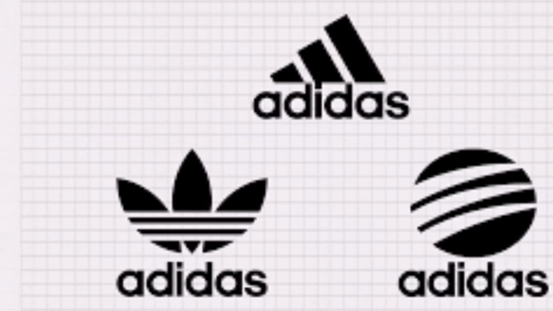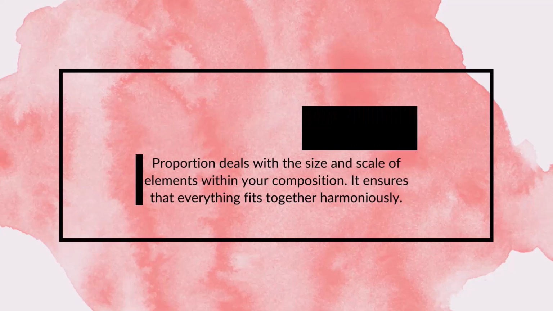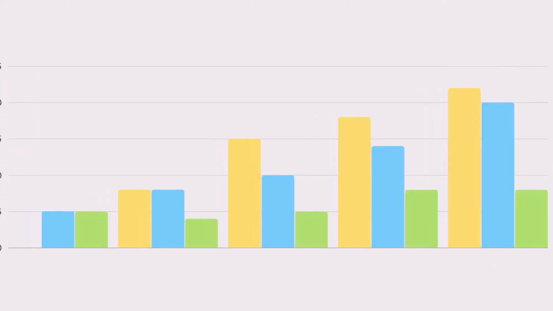And we have proportion. Proportion deals with the size and scale of elements within your composition. It ensures that everything fits together harmoniously. What proportion does is give everything order. As you can see, something could be bigger, something could be smaller, but they are in the same circle. Proportion is just like the concept of same differences.